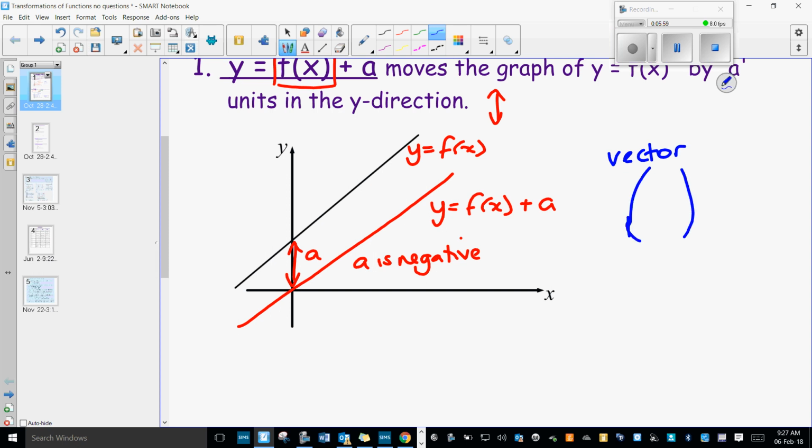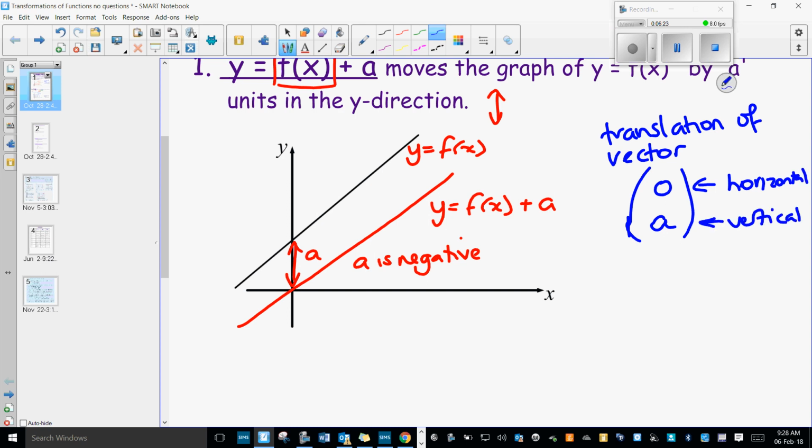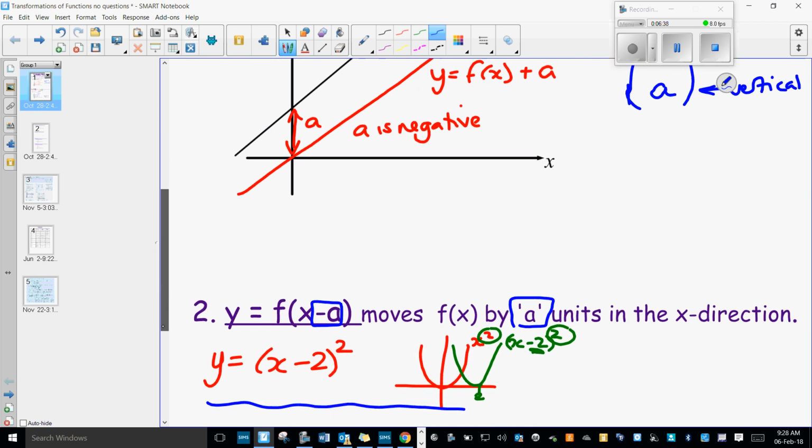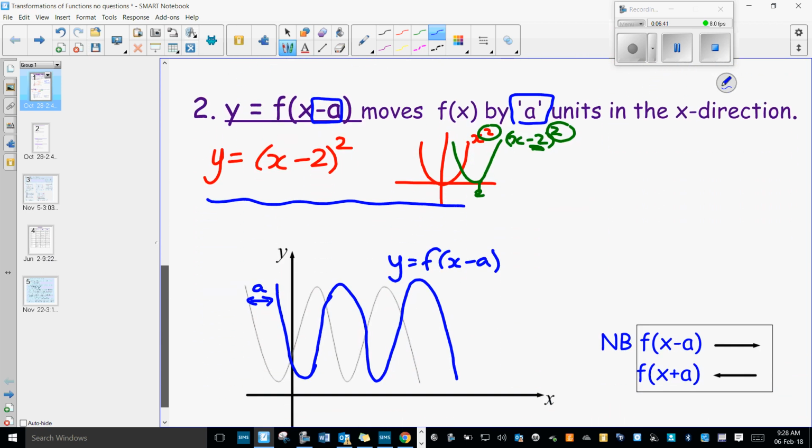Very aggressive. So we could describe this movement here as the vector (0, a). Okay, so a translation of vector (0, a), because this top number was the horizontal and this is the vertical. So we could get really fancy and describe it using a vector. So that would be (0, a). In a similar manner, what vector would we describe this movement? (a, 0), nice.